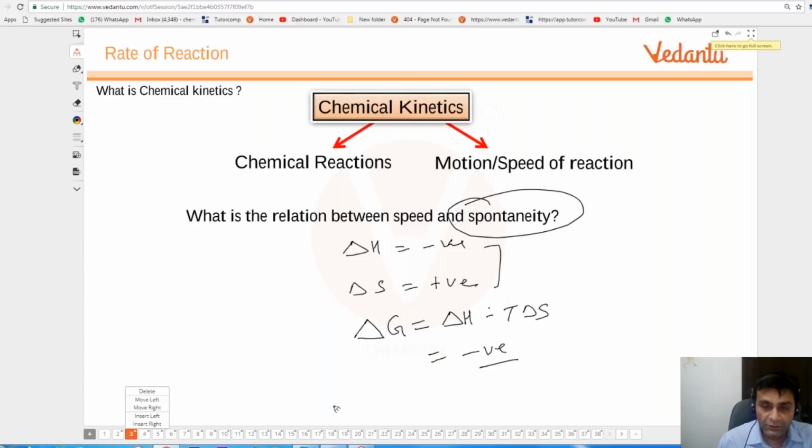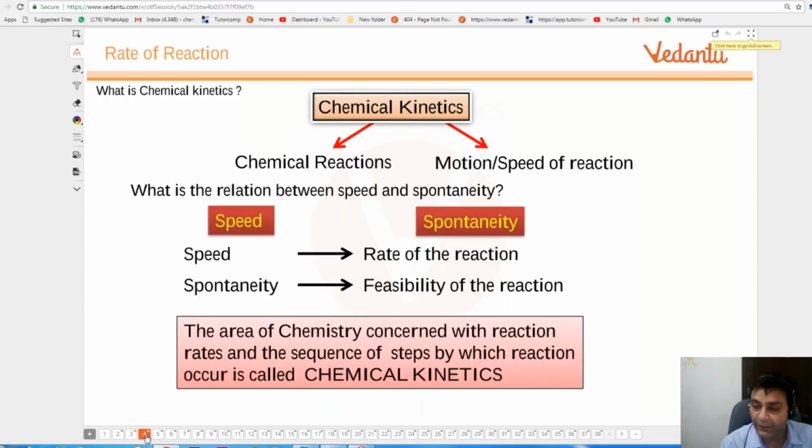So we'll be discussing in this chapter the relationship between speed and the spontaneity of a reaction, right? Speed is related with the rate of reaction, and spontaneity is related with the feasibility of a reaction. So the area of chemistry concerned with the reaction rate and the sequence of steps by which a reaction occurs is called chemical kinetics, right? Feasibility means the possibility of whether a reaction will take place or not, whether the process is spontaneous or non-spontaneous. That is a prediction on the basis of delta H and delta S, right?